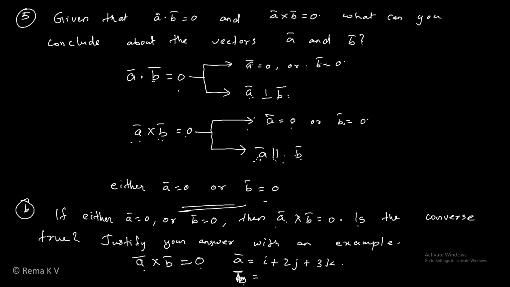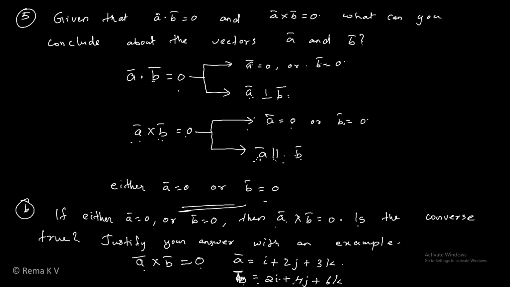How can you write parallel vectors or collinear vectors? In the first session, we saw different types of vectors. Any scalar multiple of this gives a vector parallel to A. That means if you multiply this with 2, you get 2i plus 4j plus 6k. This is a vector which is parallel to A. Any scalar multiple of the given vector is parallel to it.